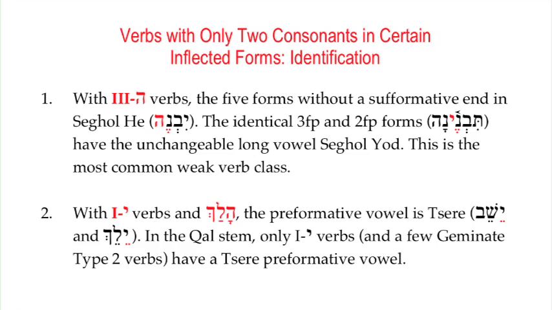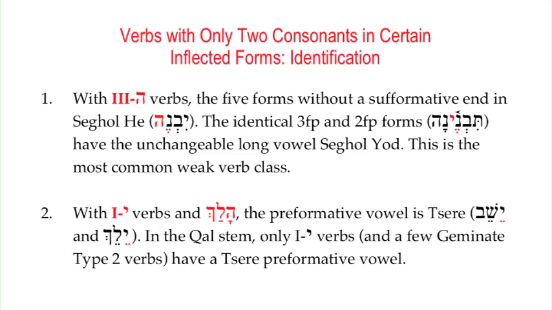The identical 3FP and 2FP forms have the unchangeable long vowel segol yod as the stem vowel. This is the most common weak verb class, that is third hey verbs, and so this is an important weak verb class to focus on. The segol yod stem vowel in the twin 3FP and 2FP forms will remind you that third hey verbs were originally third yod.